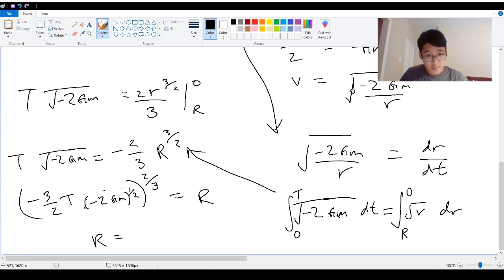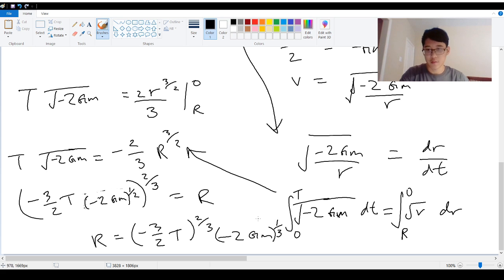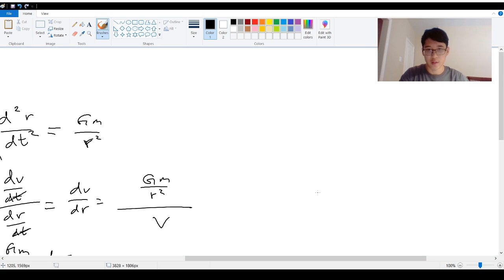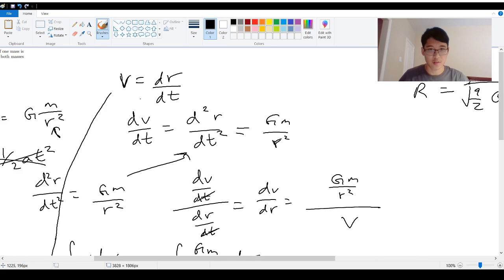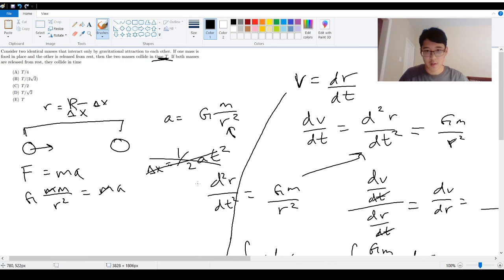So this thing becomes to the power of 1/3, if we just multiply 2/3 times 1/2. So then we get negative 3/2 t to the power of 2/3 times negative 2GM to the power of 1/3. Simplifying that, the final answer you get is r is equal to the cube root of 9/2 G t squared. So this is after we solve this initial differential equation we are given, which is this one right here.